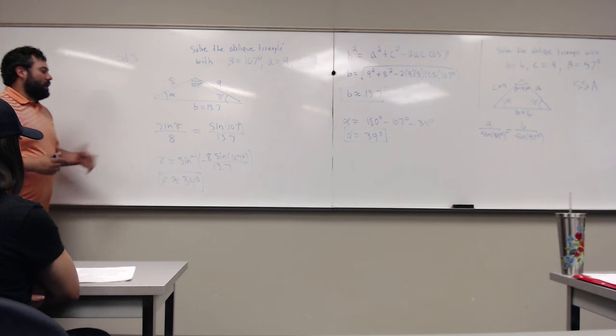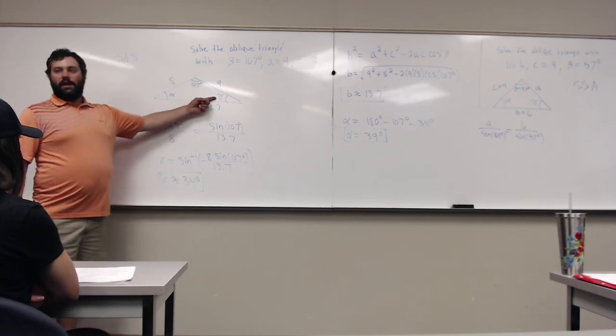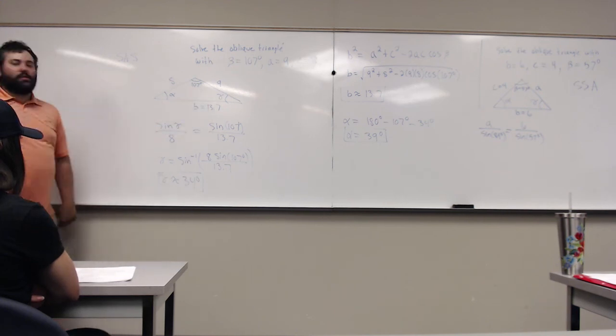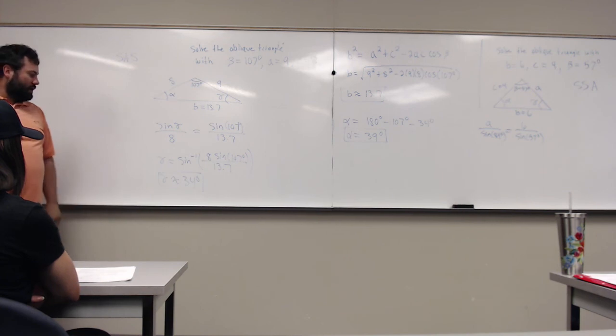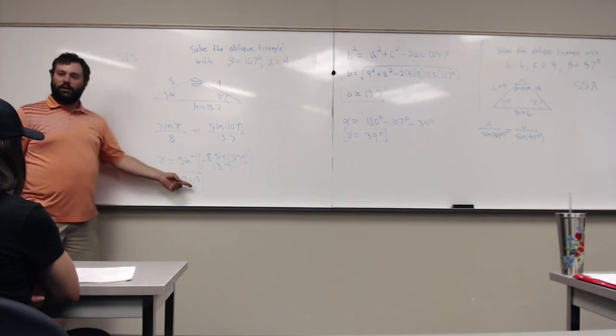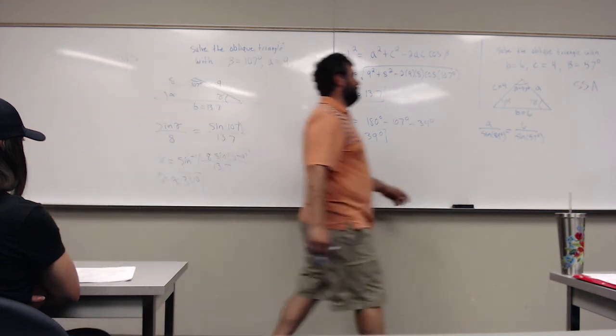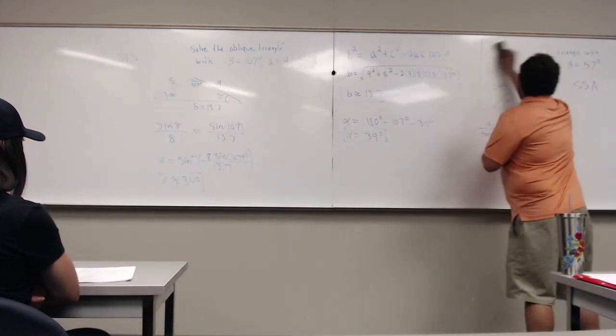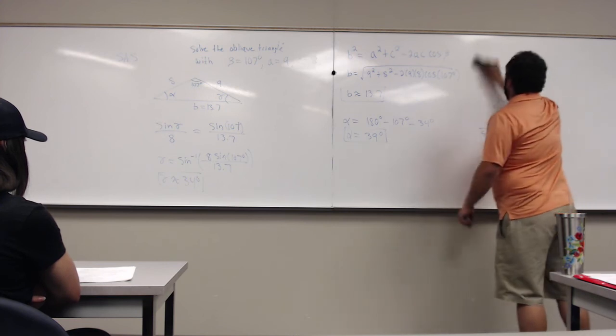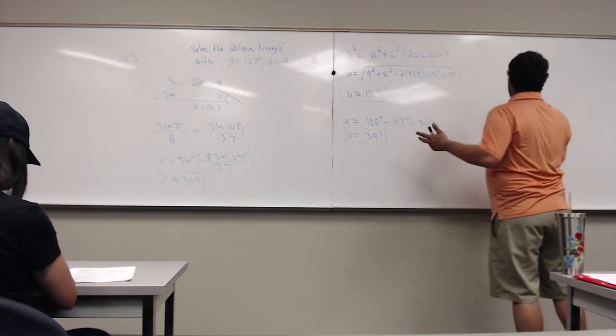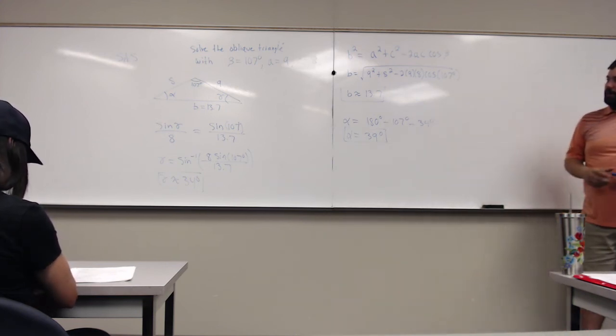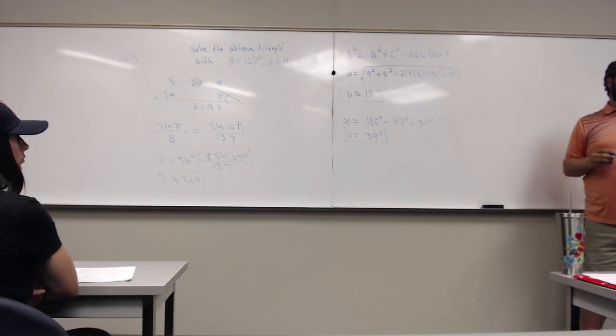So that was using law of sines to find this angle gamma. Now let me just use law of cosines just to see. I think rounded to the nearest degree it should give you the same value. If you round it, you get the same. So let me just make this clear. This problem's done. We found the other two angles and the third side.